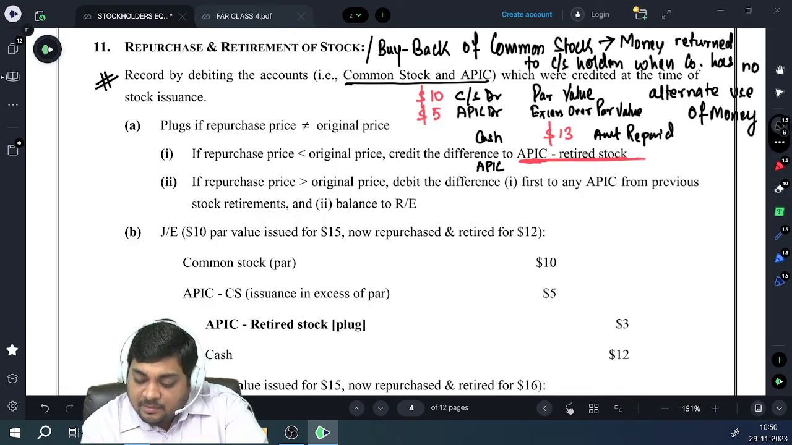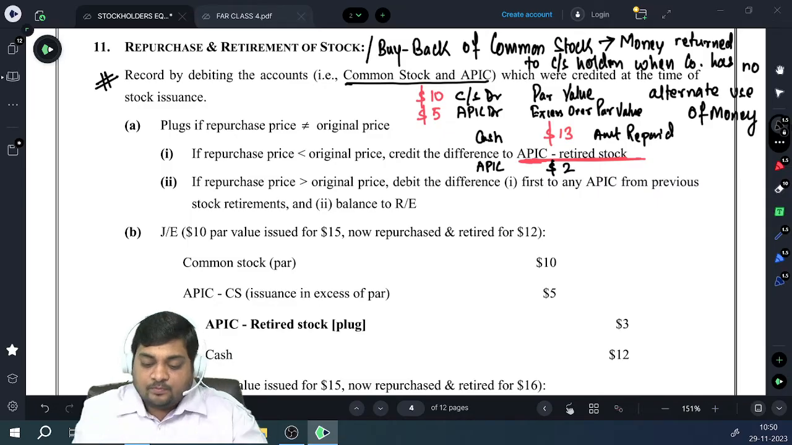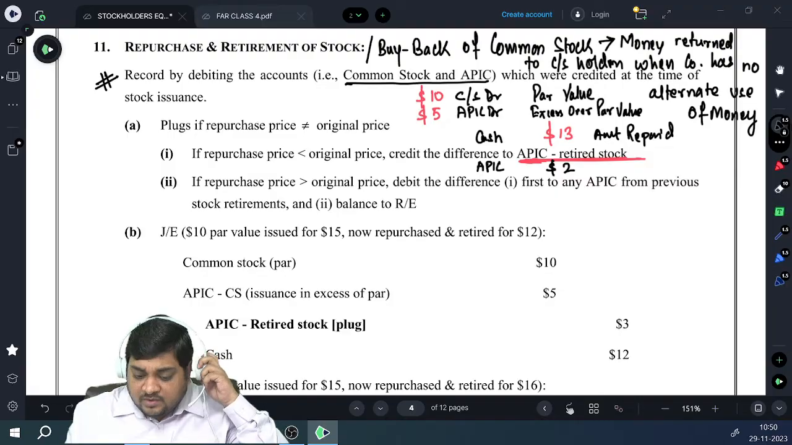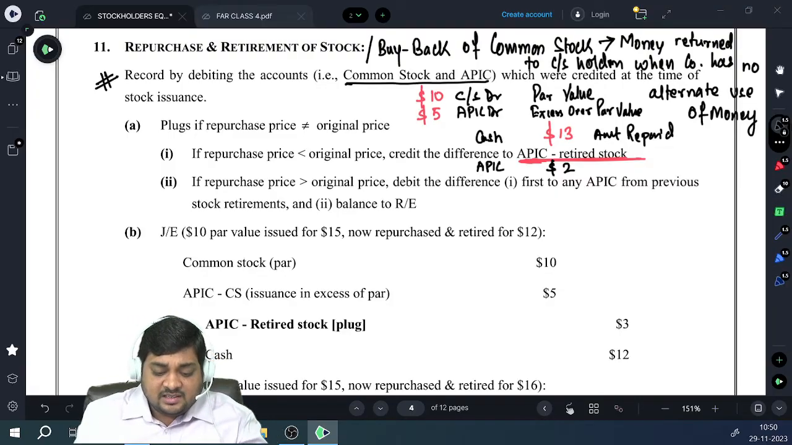Additional paid in capital retired stock credit, right? So this is very, very easy. This is very easy. You don't have to worry about it.